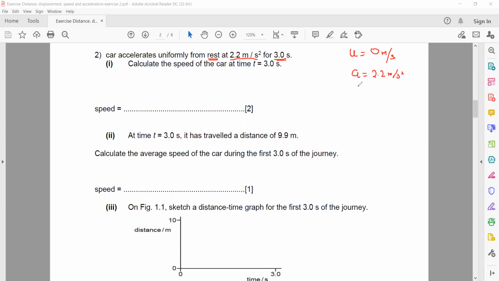For how long, or what is the time interval, does it accelerate? It accelerates for 3 seconds. They're asking to calculate the speed at time equals 3, so we want to calculate its final speed. So v is needed. You have the formula a equals v, the final speed, minus initial speed, divided by time. a is the acceleration, which is 2.2. The final speed is unknown. Initial speed is 0 and the time is 3. So this 3 is divided, on the other side it should be multiplied. So 3 multiplied by 2.2 makes 6.6. So the final speed is actually 6.6 meter per second. Is it clear now to everyone?